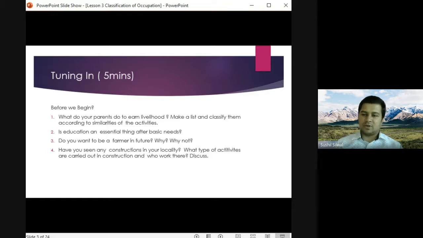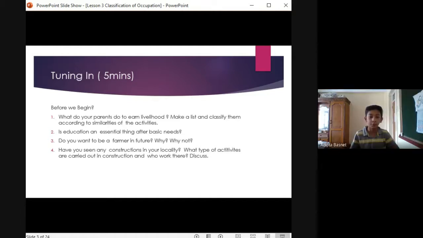I want to hear the voice of people talking and interacting. Okay, sir. Do you want to be a farmer, sir? Farmer is an important occupation in our life, but I don't want to be a farmer as there is a lack of education and no qualifications are needed for a farmer.